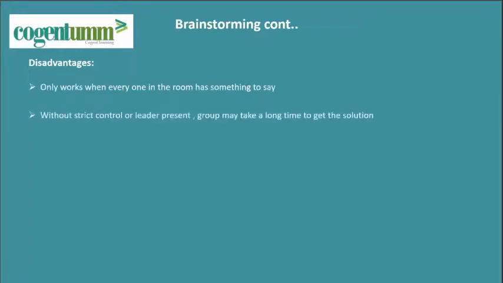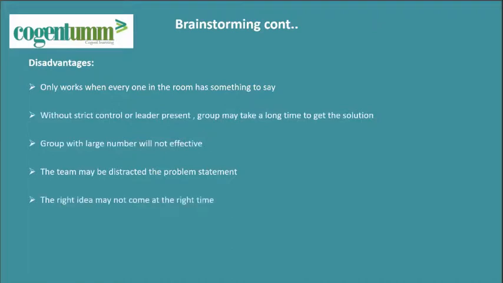Disadvantages of the brainstorming process. It only works when everyone in the room has something to say. Without strict control or a leader present, the group may take a long time to get to the solutions. A group with a large number of people will not be effective. The team members may be distracted from the problem statement. The right idea may not come at the right time. Certain team members may dominate the discussions.